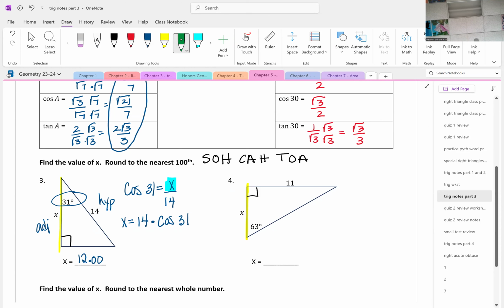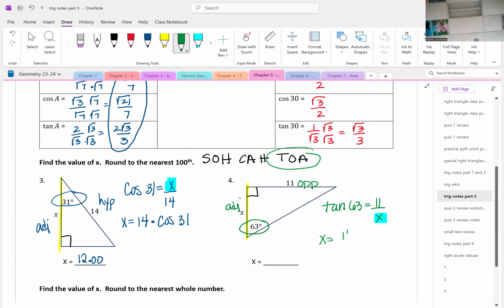Let's try this again on number 4. So if I circle the angle measure I was given, label the 2 sides, this is opposite and adjacent. So the one that uses O and A is tangent. So I write the tangent of what I circled, 63, equals opposite over adjacent, so it's 11 over x. Now this time, x is in the denominator. When x is in the denominator, we're going to divide.